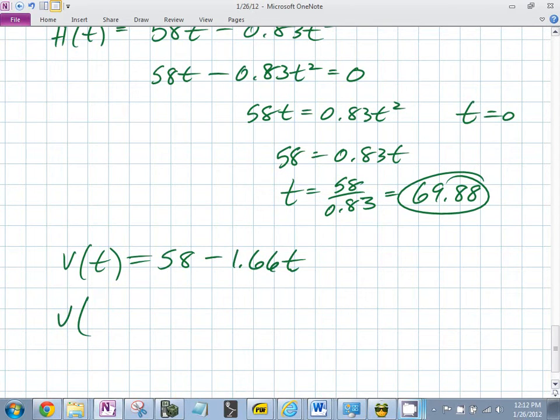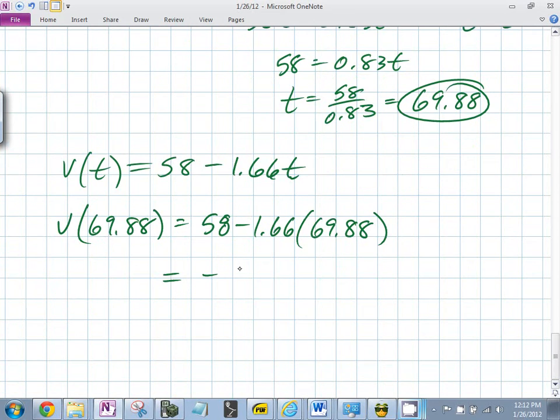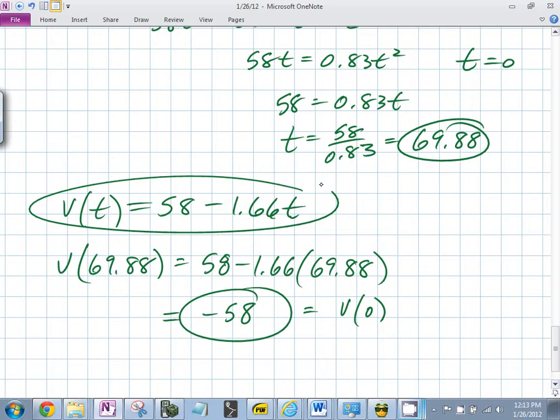Did anybody do this? What do you get? Is it exactly negative 58? So that's the velocity when it hits the ground. That's also equal in magnitude to the velocity at 0, the velocity of the object when it fires up. Look at the function here. What's the velocity at 0? 0 times 1.66 is 0, so it's 58. The initial velocity is 58 going up, and when it hits the ground, it's 58 going down. It's pretty neat, huh?